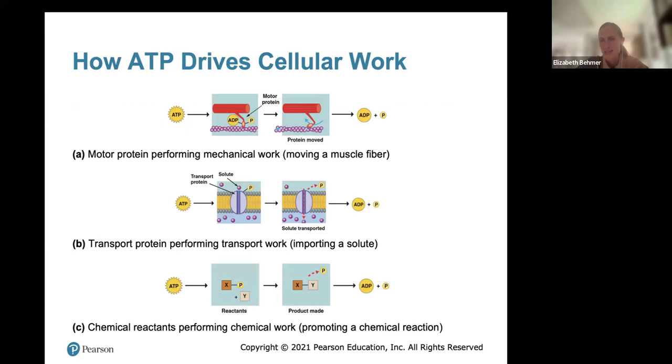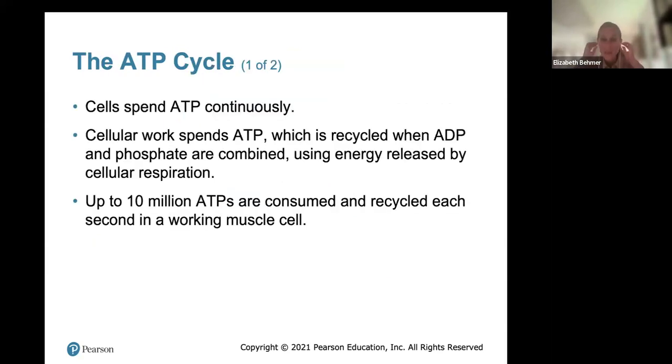The ATP cycle: cells expend ATP continuously, and cellular work spends ATP, which is then recycled when ADP and phosphate are combined, using energy released by cellular respiration. Up to 10 million ATPs are consumed and recycled each second in a working muscle cell.